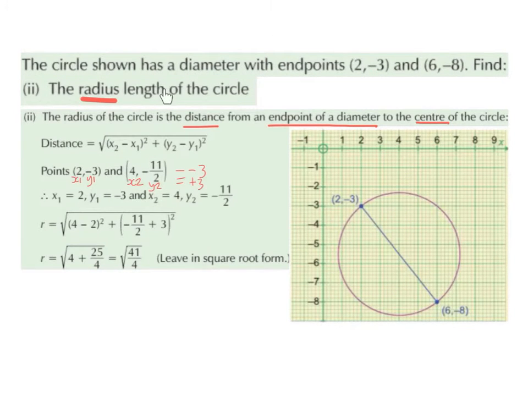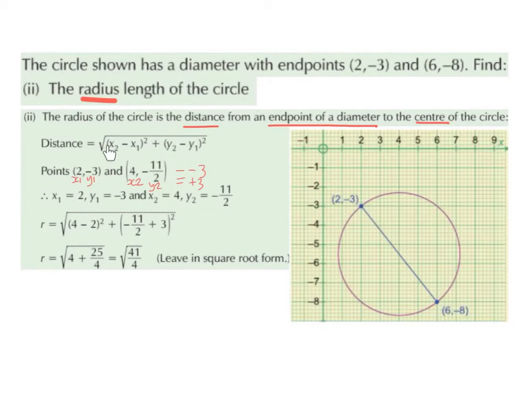Part 2, find the radius length of the circle. The radius of the circle is the distance from an endpoint of a diameter to the centre of the circle. So we're going to use our distance formula from our formula book, which is the square root of (x2 minus x1) squared plus (y2 minus y1) squared. We're going to choose one of the endpoints of the diameter, (2, -3), and the centre, which we got from part 1, which is (4, -11/2). We're going to label our points as x1, y1, x2, y2, and substitute into our formula.